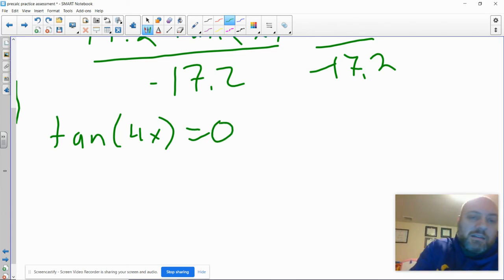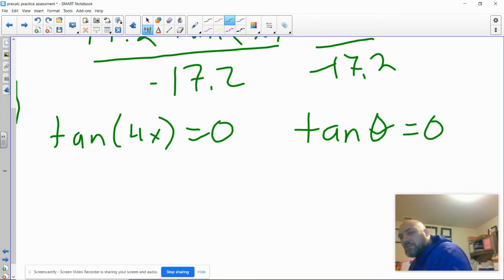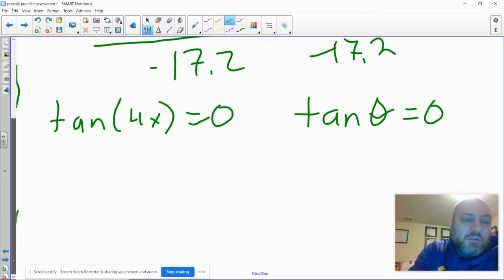Now I want to think about this because I cannot do anything inside parentheses. I can't divide by 4. I can't subtract the 4. This is where I am isolated to. So if I change this to the tangent of theta equals 0, I want to know where is tangent 0. And this occurs at 3 places on the unit circle.